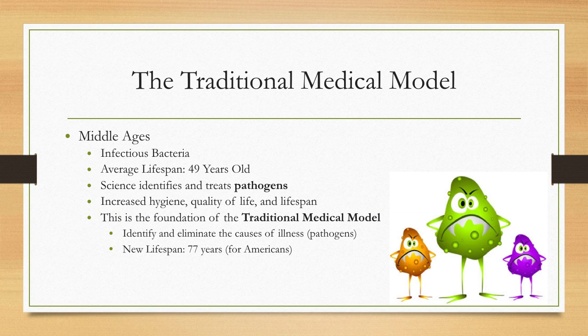Now, to start by reviewing the traditional medical model, we can go all the way back to the Middle Ages. In the Middle Ages, contagious diseases, such as the plague, were major threats to individuals as well as the communities they lived in. As a result, the average lifespan was approximately 49 years old. Eventually, science started to identify those germs, called pathogens, that were making people sick. And once they were able to identify them, they could work to treat people with the medicines designed to eliminate those pathogens. That's the approach we still use today.